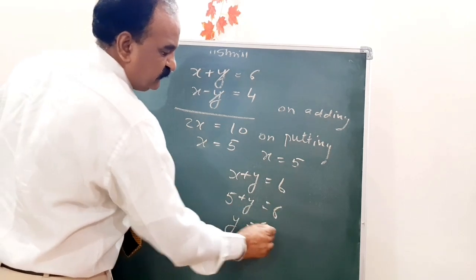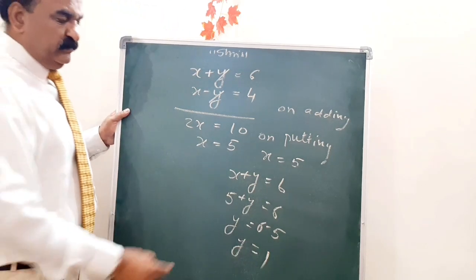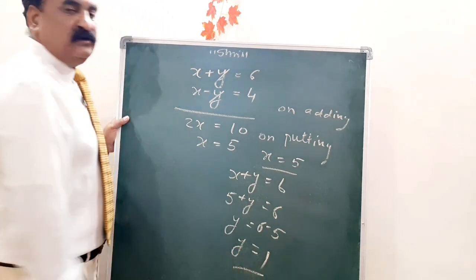So y is equal to 6 minus 5. So y is equal to 1. It means what is the solution? x is equal to 5 and y is equal to 1.